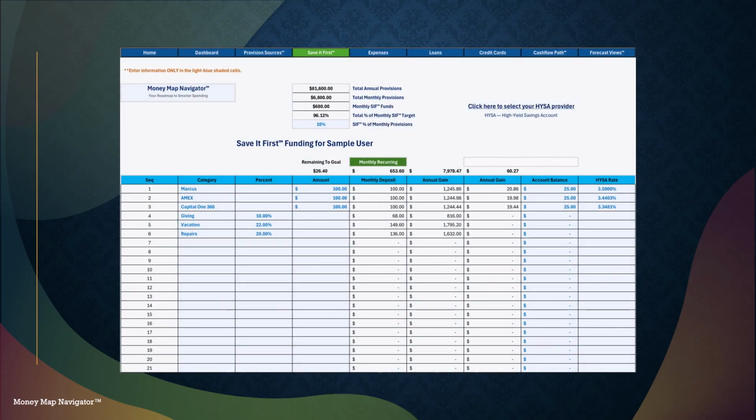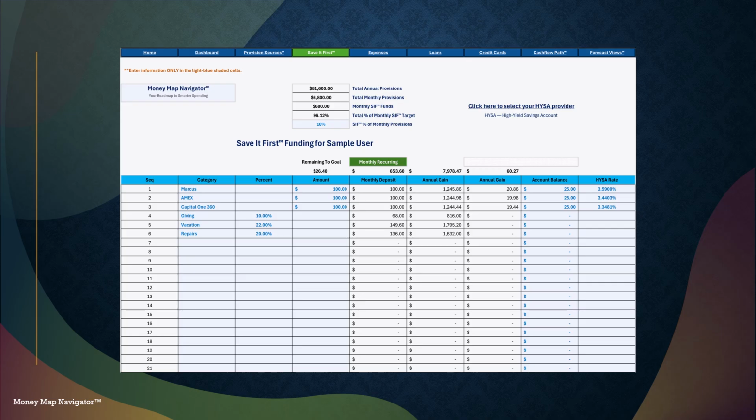Save it first, also called SIF. This is the heart of Money Map Navigator. Most people try to save whatever is left at the end of the month. SIF flips that logic. You decide what you will save first, at the start of the month, and then you build the month around it. In MMN, SIF is designed to work with a high-yield savings account, HISA, so your saved cash flow can grow while it sits. That combination, SIF plus HISA, is a major differentiator of this system.